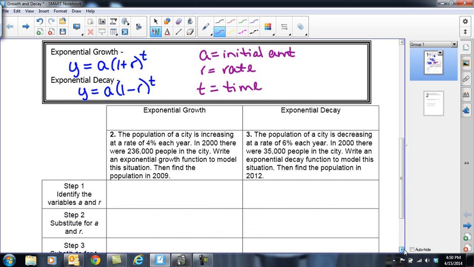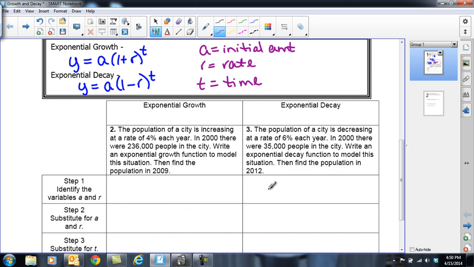So for this first problem, exponential growth. The population of a city is increasing at a rate of 4% each year. The fact that its population is increasing at a 4% rate, that tells me exponential growth. A rate of 4%, exponential growth. In 2000, there were 236,000 people in the city. Write the exponential growth function to model the situation and then find the population in 2009.